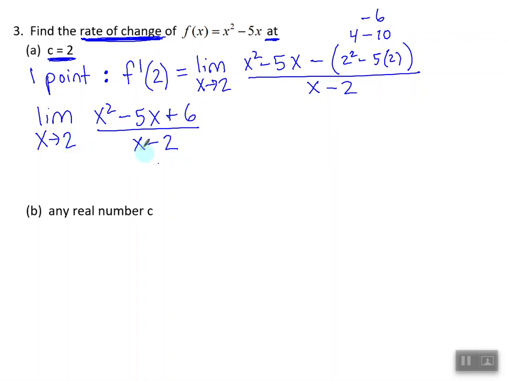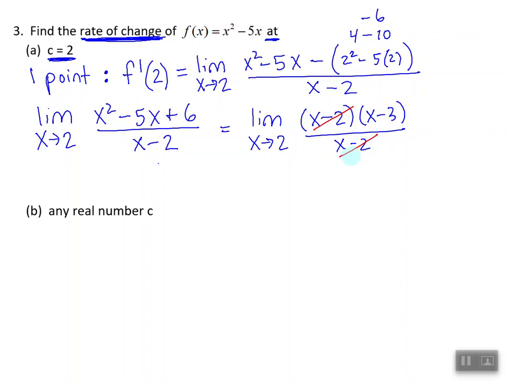Now, of course, substitution yields 0 in the denominator, so let's see if I can manipulate. It looks like my numerator can be factored, so the limit as x approaches 2, the numerator will turn into x minus 2 times x minus 3 over x minus 2, and now I have a common factor, and I can use substitution. 2 into the x, 2 minus 3 gives me negative 1, and negative 1 is my rate of change at the point c equals 2.